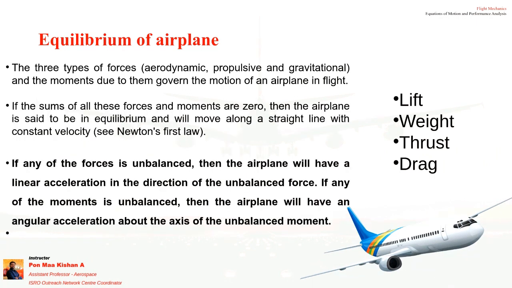Okay. So the next point is, if any force is unbalanced, then the airplane will have a linear acceleration in the direction of the unbalanced force. So what is unbalanced? See, if I want to make the aircraft fly in a constant form, the lift produced in the right-hand side wing and the left-hand side wing should be equal, so that we can say the aircraft will go in the same direction.